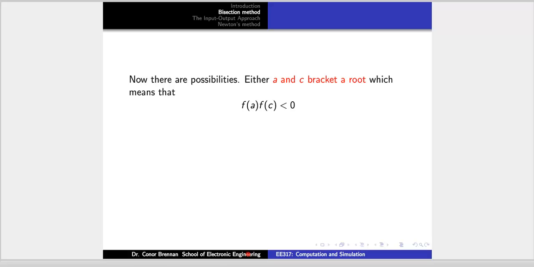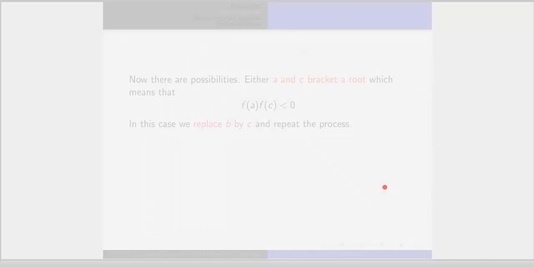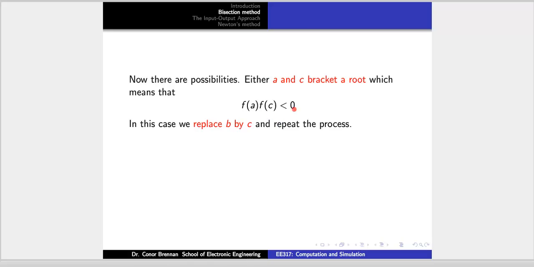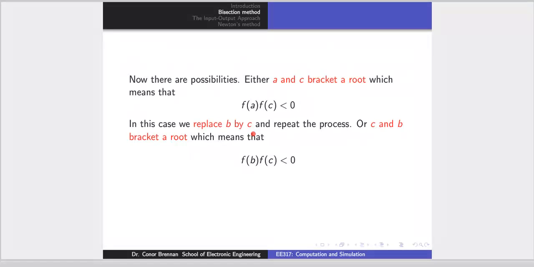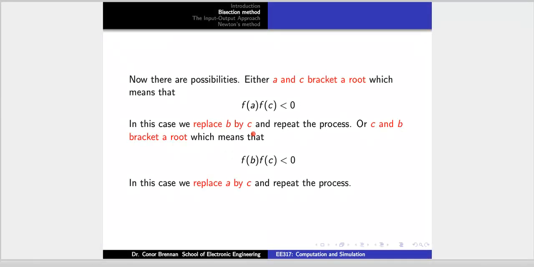So there are two possibilities in general. Having found C, which is halfway between A and B, either A and C now bracket a root. In other words, f of A times f of C is negative: f of A is positive, f of C is negative, or the other way around. In which case, you can replace B by C, which is the case we had a picture of a second ago. Or alternatively, C and B bracket a root, in which case the product of f of B and f of C is negative, in which case we can replace A by C and repeat the process.